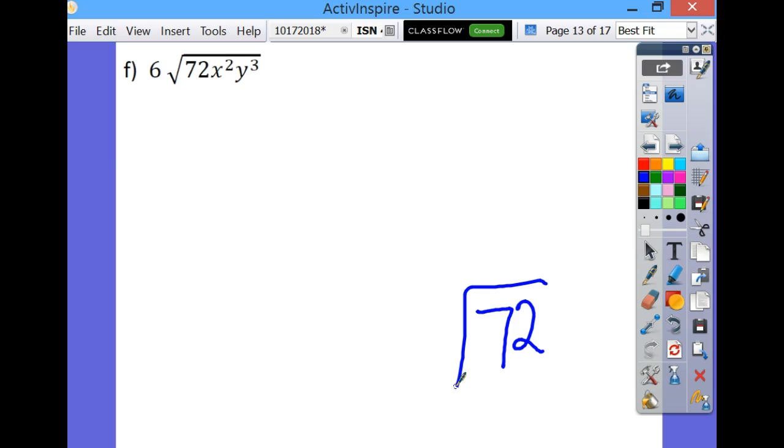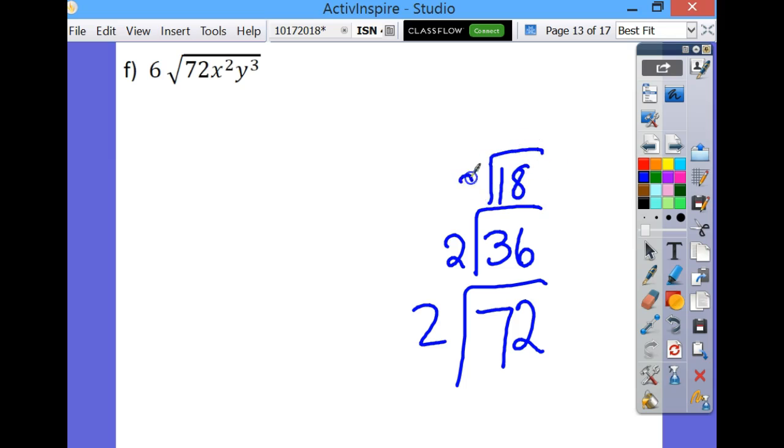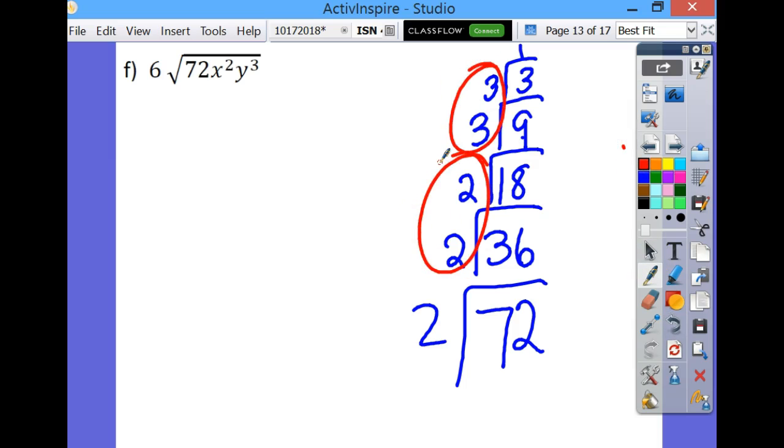Write the 72 down. How many times does 2 go into 72? And then 2 will go into 36. And 2 will go into 18. 2 doesn't go into 9. So you divide by the next biggest number. The next biggest number is 3 will go into 9. And you find pairs. A pair of 3s, a pair of 2s.